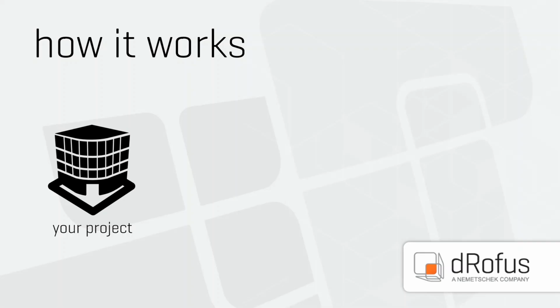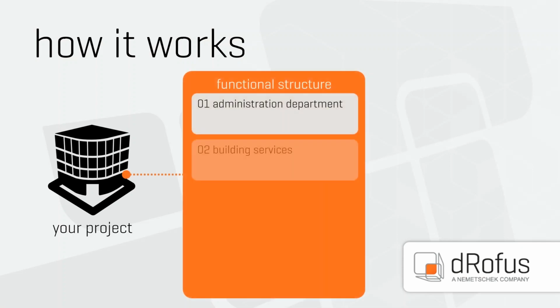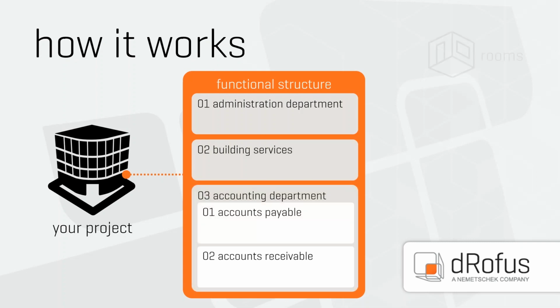All right, let's go ahead and get started. So before diving into the software, here's an overview of the composition of a dRofus project. A dRofus project is organized in a functional structure such as departments and subdepartments. At its core are rooms where you define design requirements such as the room size and function.